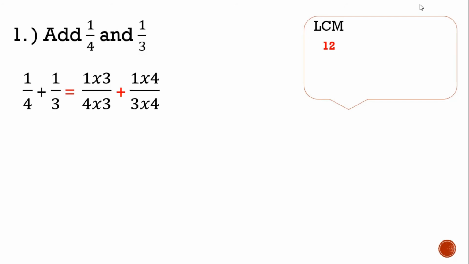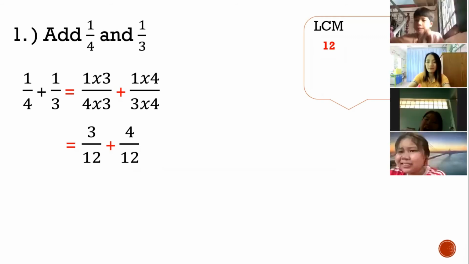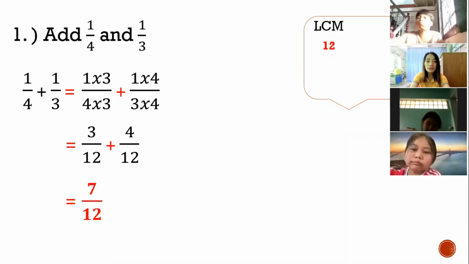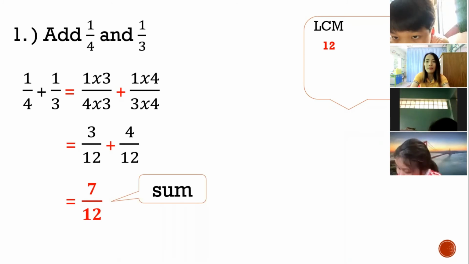Okay, so we have 1 times 3 over 4 times 3 plus 1 times 4 over 3 times 4. Let's answer this. 1 times 3 equals 3. 4 times 3 equals 12. We will write the answer as 3 over 12 plus 4 over 12. What is the sum of these fractions? We will add 3 and 4. What is the answer? 7 over 12. Very good. 7 over 12 is the sum of 1 over 4 plus 1 over 3.